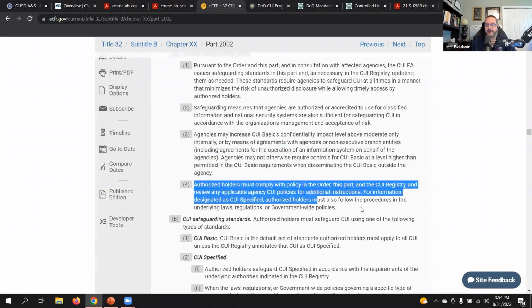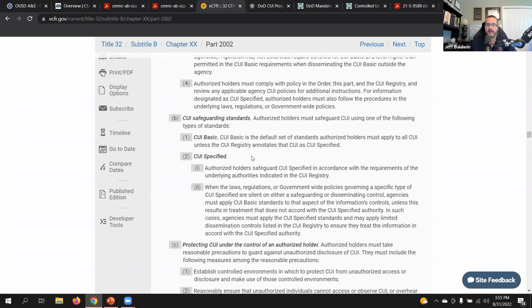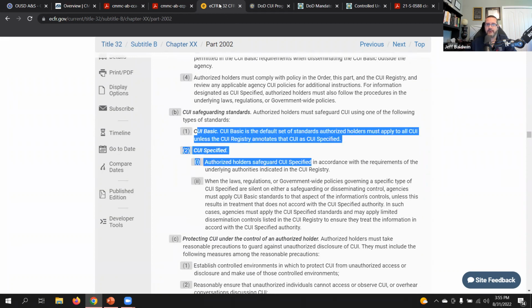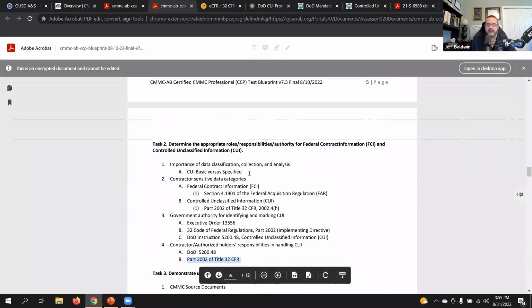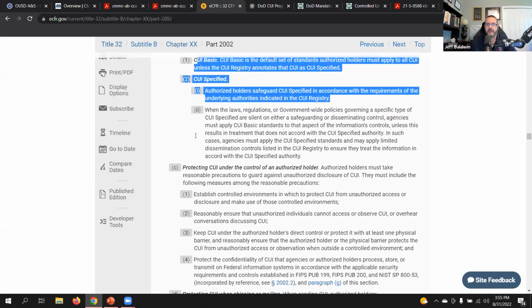So authorized holders must comply with policy in the order of this part and the CUI registry, and review any applicable agency CUI policies for additional instructions. For information designated CUI specified, authorized holders must also follow procedures in the underlying laws, regulations, or government-wide policies. And then here's where they were talking a little bit about, right here, basic versus specified is also right here.